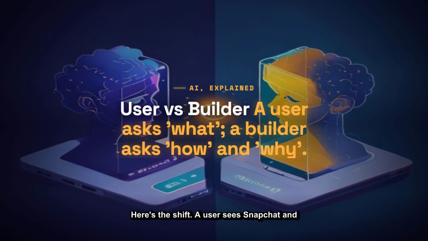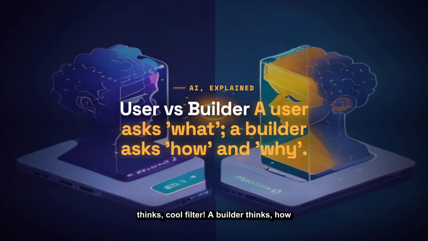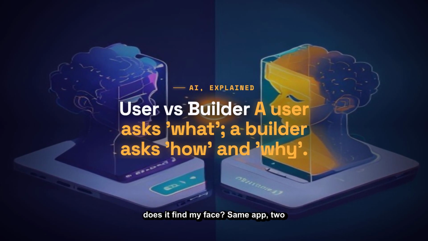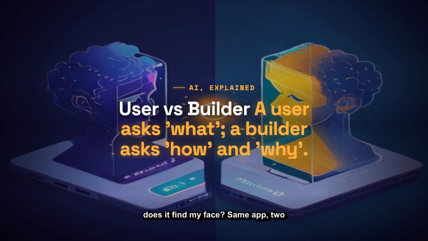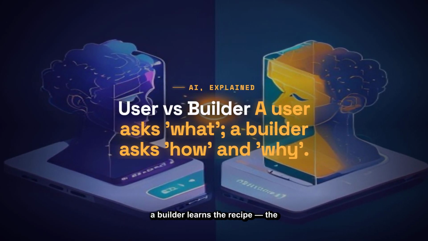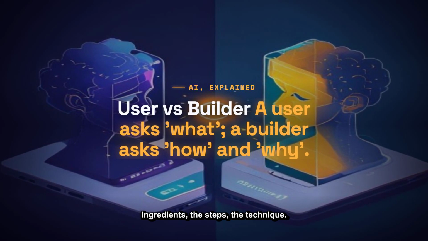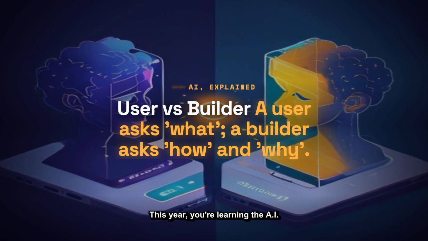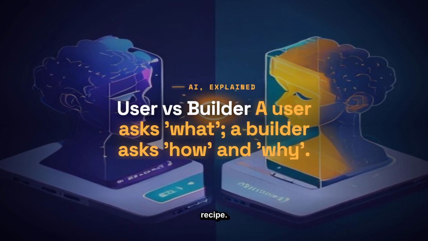Here's the shift. A user sees Snapchat and thinks, cool filter. A builder thinks, how does it find my face? Same app, 2 different brains. A user enjoys the meal. A builder learns the recipe, the ingredients, the steps, the technique. This year, you're learning the AI recipe.